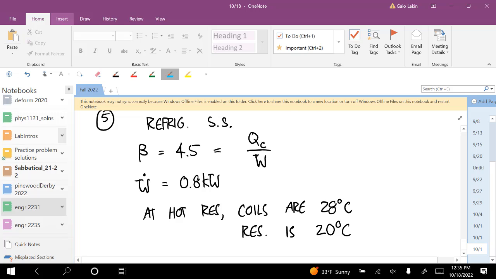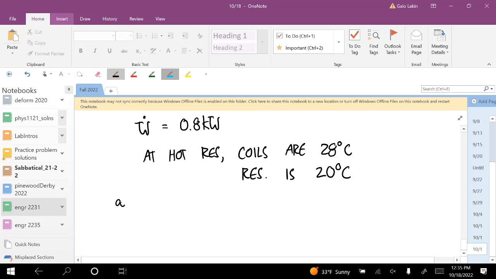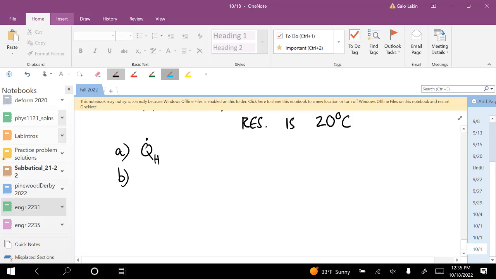And we want to figure out the rate at which, so we're trying to figure out QH dot, how fast heat is being rejected to the surroundings. And then second, what's the lowest theoretical temperature inside the refrigerator? So what's the lowest theoretical TC?